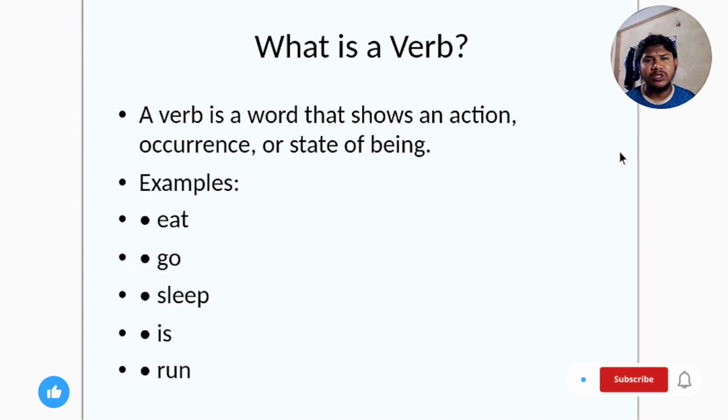So first, we'll learn what a verb is. A verb is a word that shows an action, occurrence or state of being. In other words, we can explain verbs as representing all those words that express any kind of activity. Alright, here are some examples of verbs: eat, go, sleep, run.